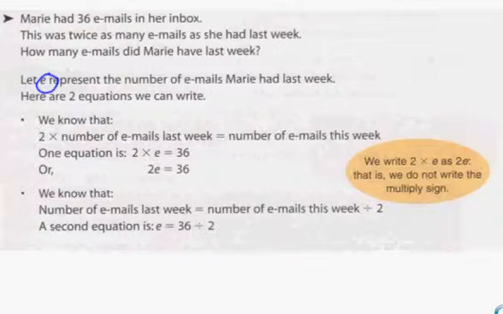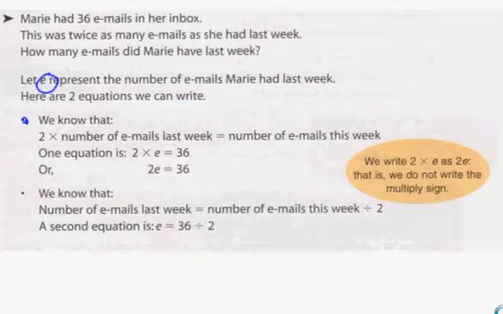Here are two equations that we can write to represent this problem. We know that 2 times the number of emails last week equals the number of emails this week. So there's the equation: 2 times E equals 36.